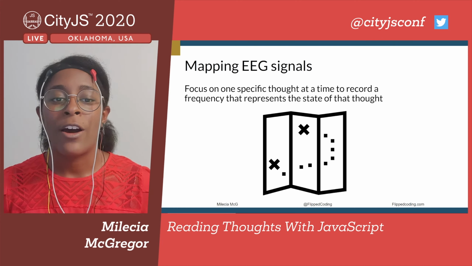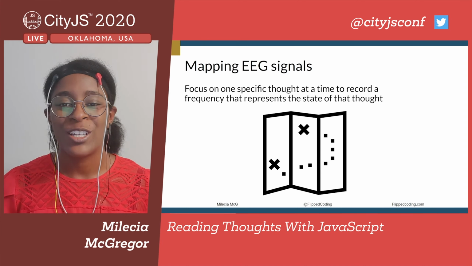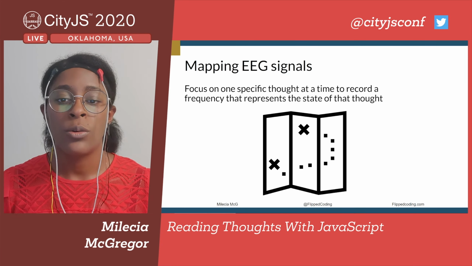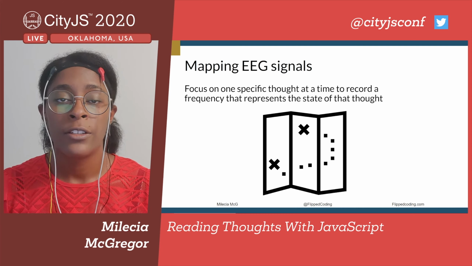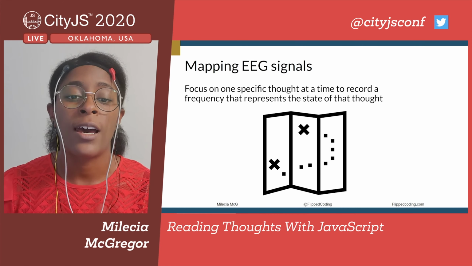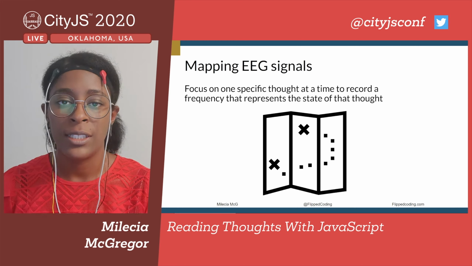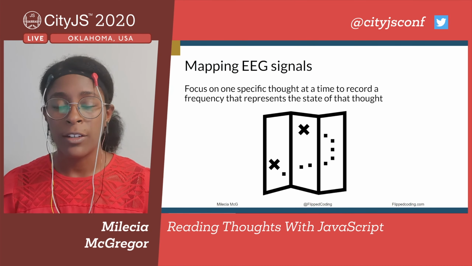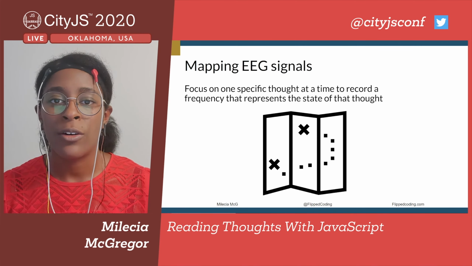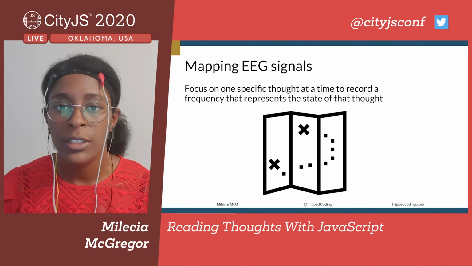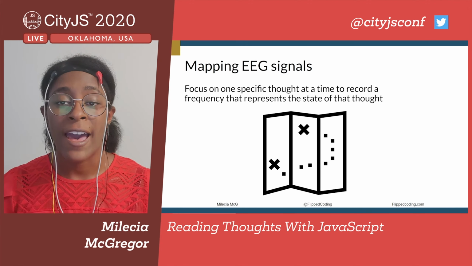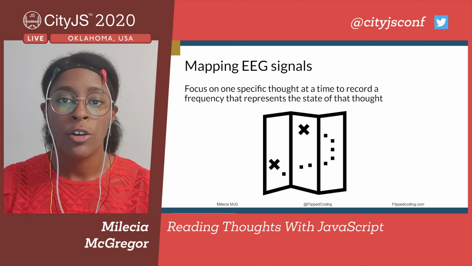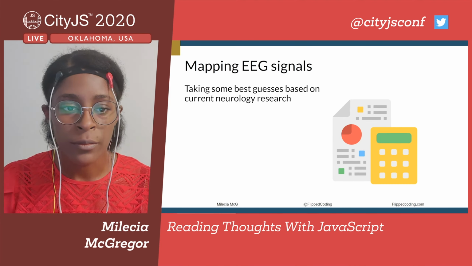So now we'll talk about mapping EEG signals in a way that's really useful in a machine learning application. What you really want to do is try to focus on one thought at a time and record the frequencies that represent that state of thought. That takes a lot of trial and error just to figure out what the different signals mean in their various combinations. But once you have seen enough of the data, you start to make enough correlations that you can make an educated guess.